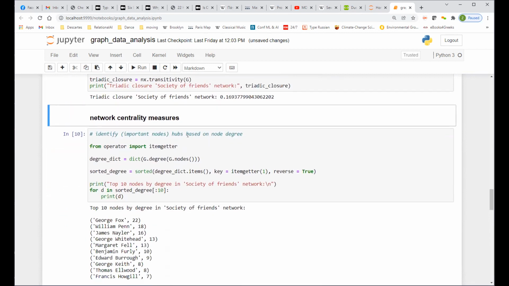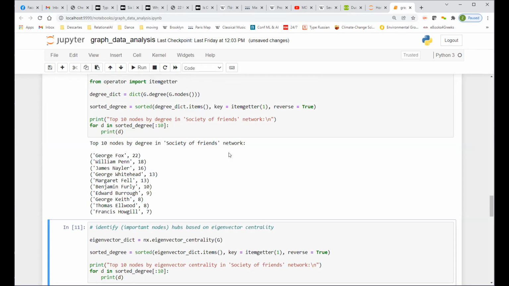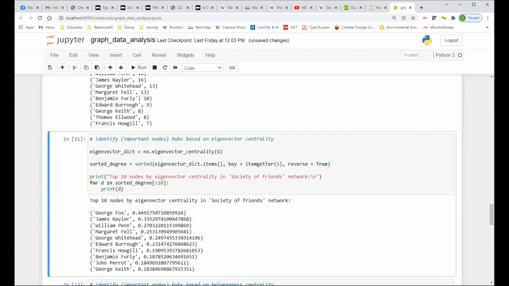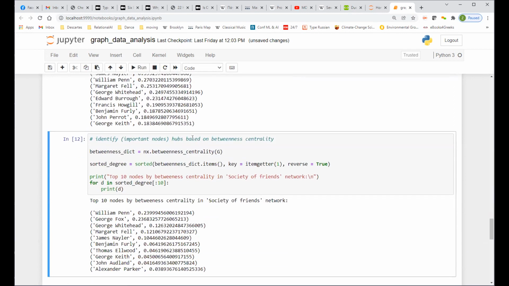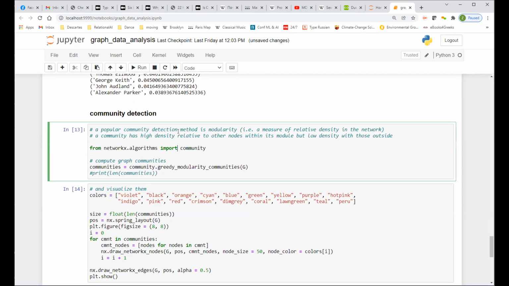Okay, and then we can also see centrality measures, which could be, as we said, based on node degree. And here we show the top 10 nodes with the largest node degrees, with the most edges coming out of those nodes. Other important nodes can be based on eigenvector centrality, as we described in the slides, or betweenness centrality. Here again, we compute the betweenness centrality between all the nodes, and we sort them, and we get only the top 10 nodes. And we can also perform community detection.